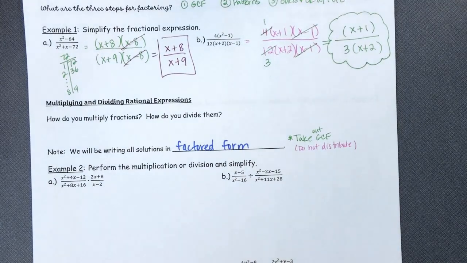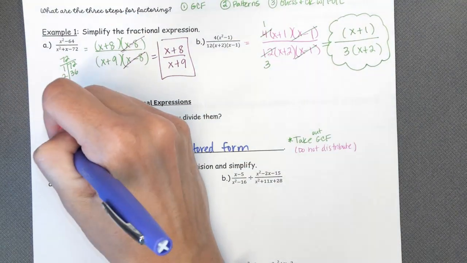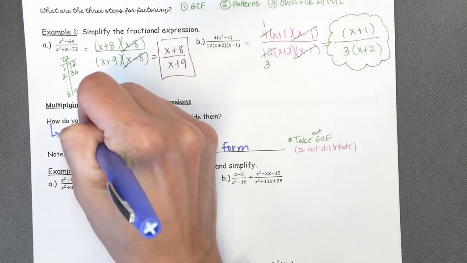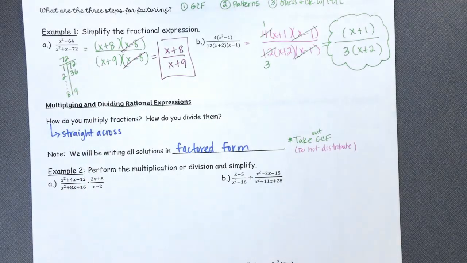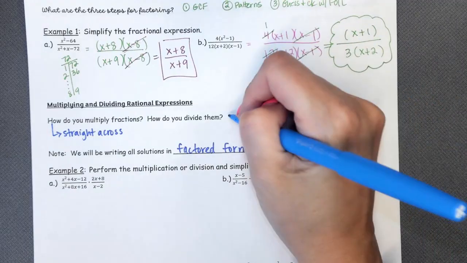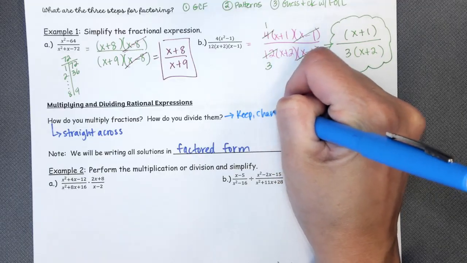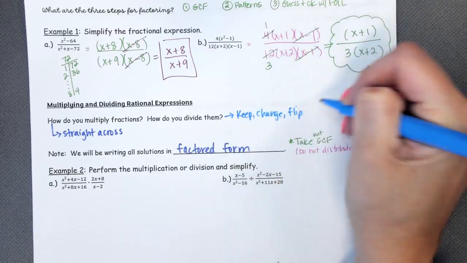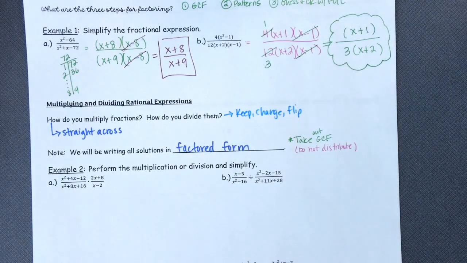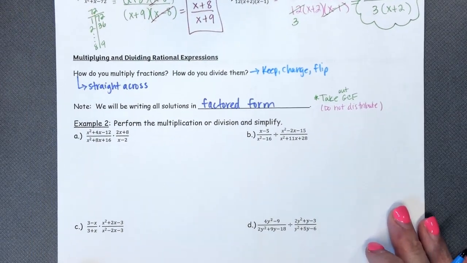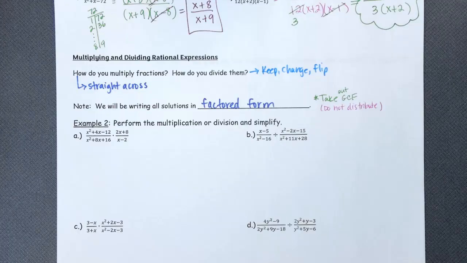Okay, and then as we move into multiplying and dividing, let's just remind ourselves how we multiply fractions. You are going to multiply straight across. Numerator by numerator, denominator by denominator. How do you divide them? What do you guys say? Okay, keep, change, flip. That's the same thing as multiplying by the reciprocal. When I was being taught, they said skip, flip, and multiply. So whichever one of those you use is great.